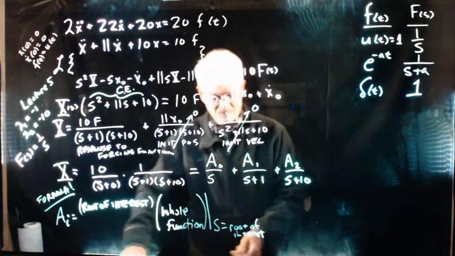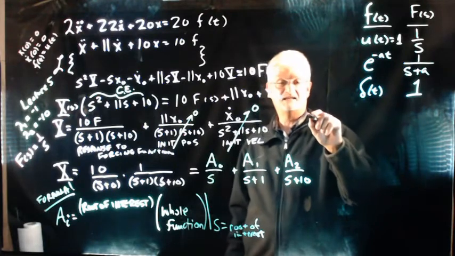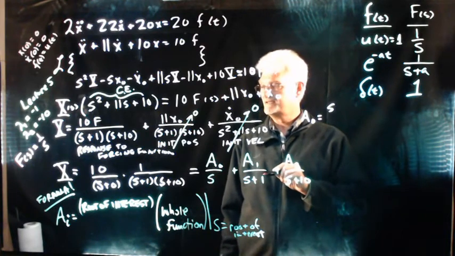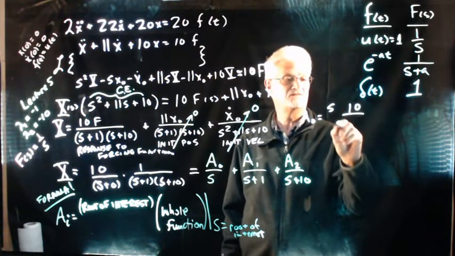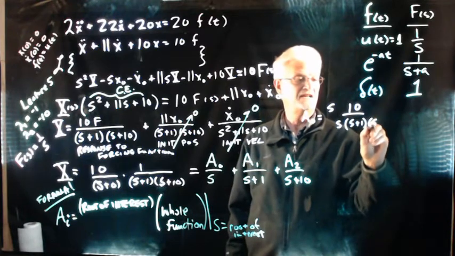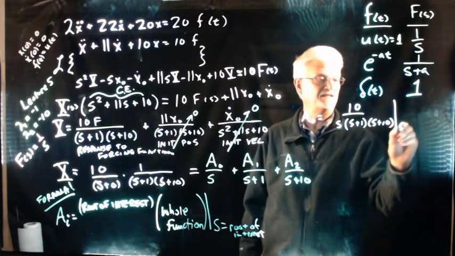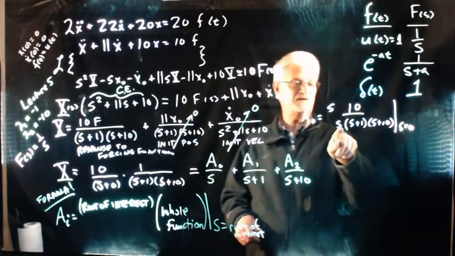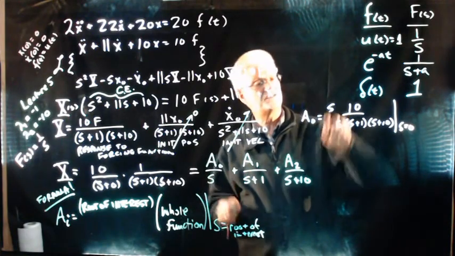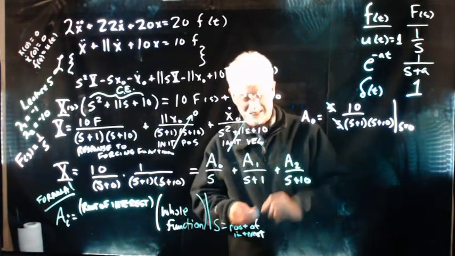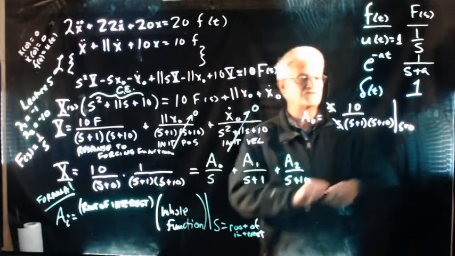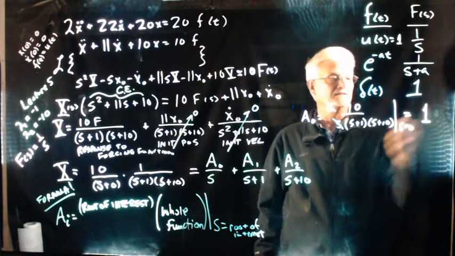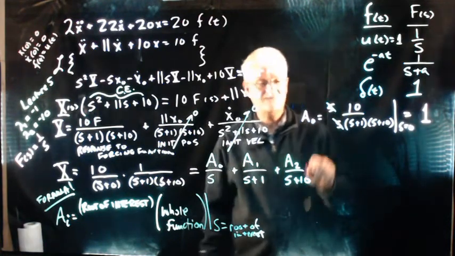So now that we've got a formula, why don't we just try and use the formula here? So let's see. A0 is equal to the root of interest, that's s, times the whole function, which is 10 over s plus 1, s plus 10. Now, we're going to evaluate this at s equals 0. One of the things about it is that this would get problematic if we put s equals 0 in here, but s can cancel out. So I'm going to substitute in s equals 0 here. So this is going to be 10 over 10, 1. Perfect. That was easy enough.